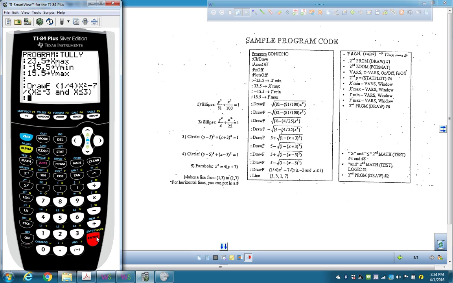So then the last thing I'm going to show you is how to draw a line. Drawing a line is very, very easy. So you could do y equals mx plus b and find the equation of the line and put in restrictions. That's okay, but it's way easier. This line right here just draws a line between the points 1, 3 and 1, 7.